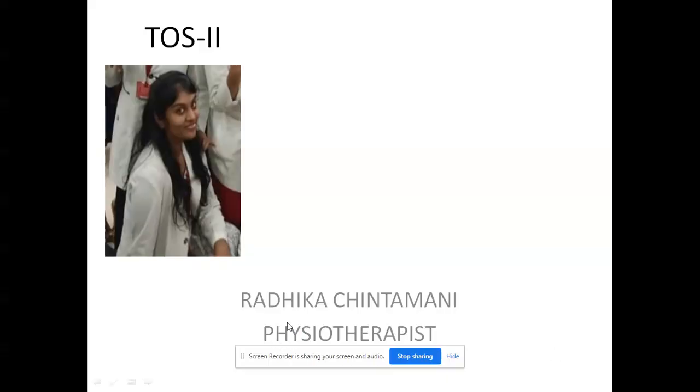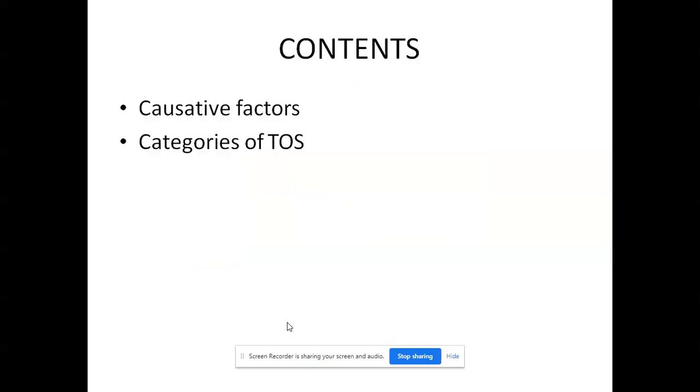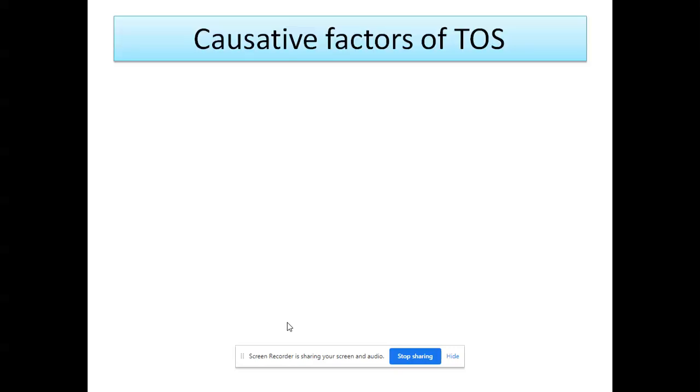Good morning, everyone. Start with today's topic, that is TOS Part 2, wherein we'll be dealing with causative factors and categories of TOS. When you talk about causative factor of TOS, what causes TOS? There are n number of reasons that can cause TOS.